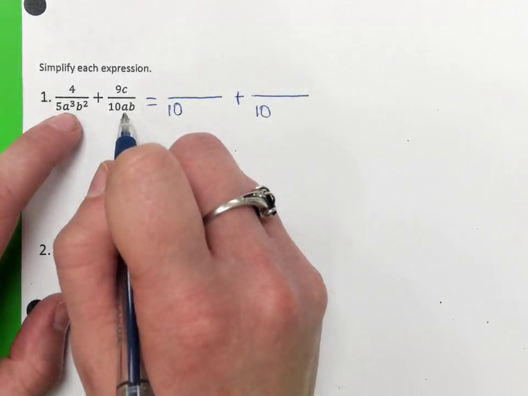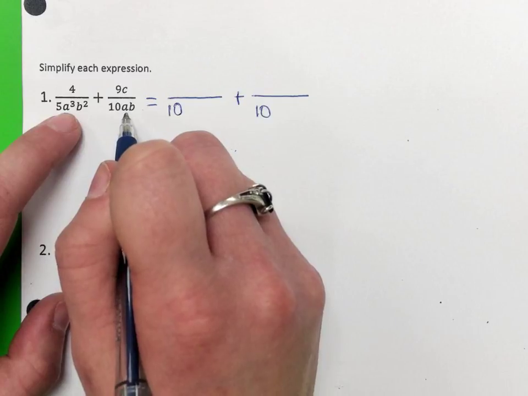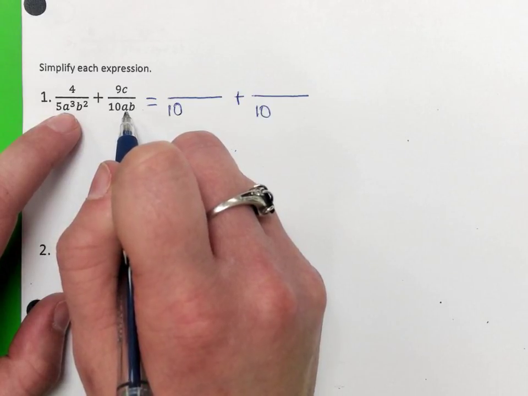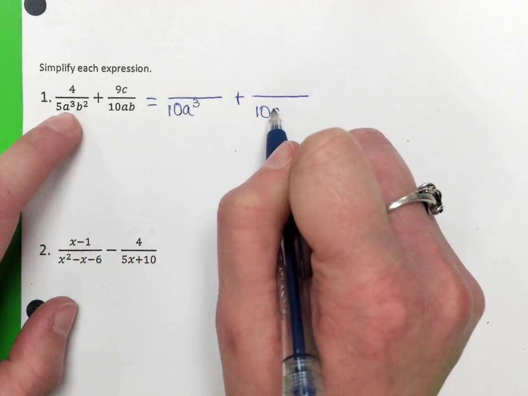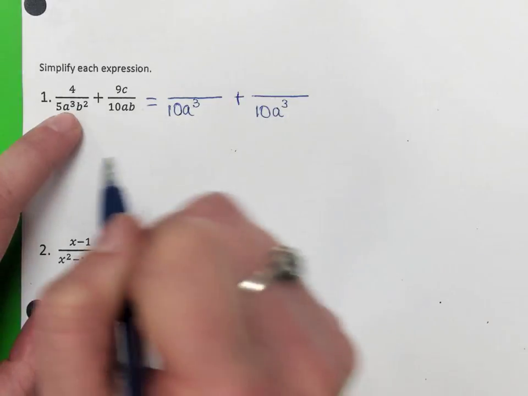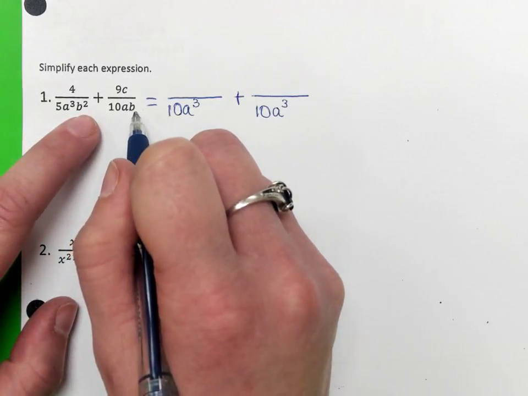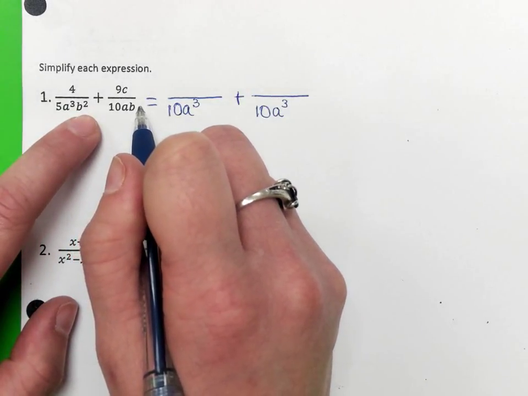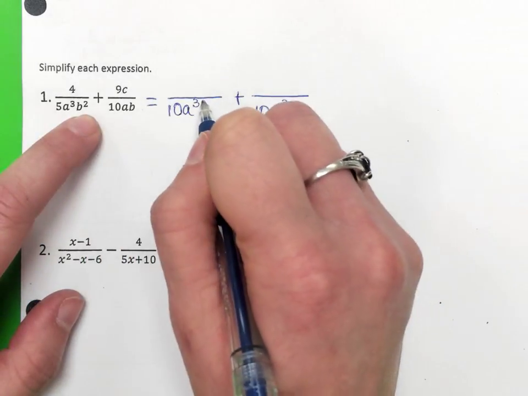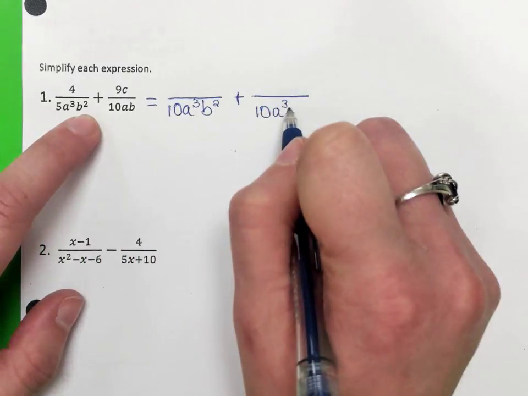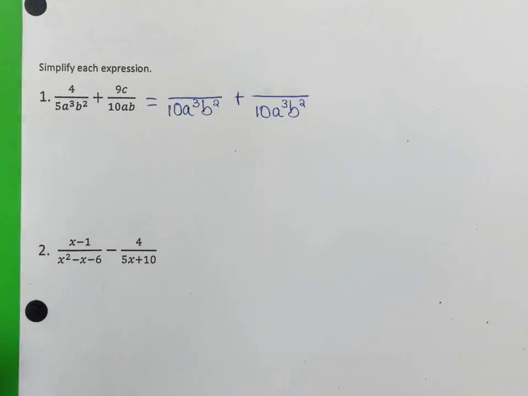Okay, here we go. What is the least common multiple between a cubed and a? What is the smallest number they'll both have? A cubed. Very good. Let's make the bottom the same first, and then we'll multiply by what we need to. All right, what's the least common multiple between b squared and b? What's the smallest b they both have in common? B squared. There you go. Y'all okay so far? Yes, ma'am.